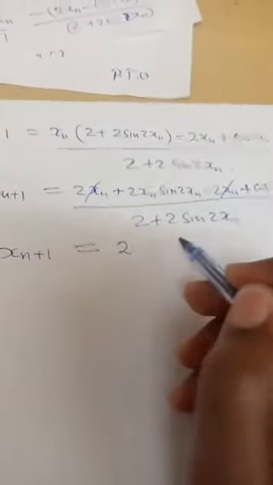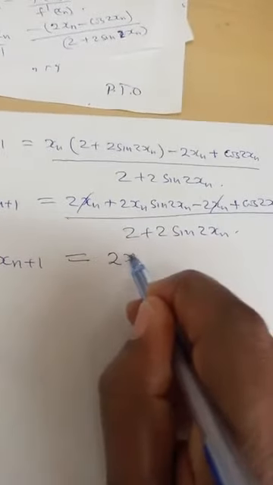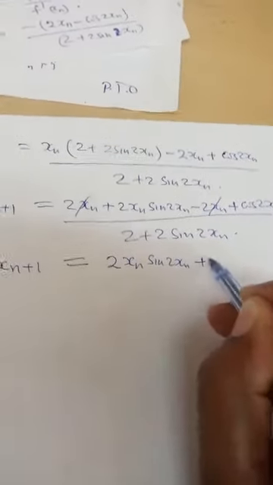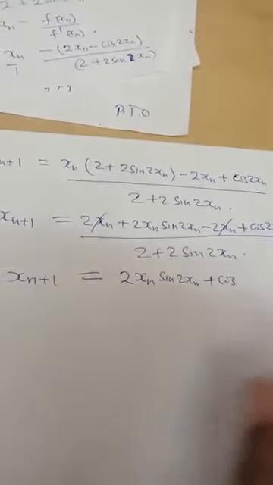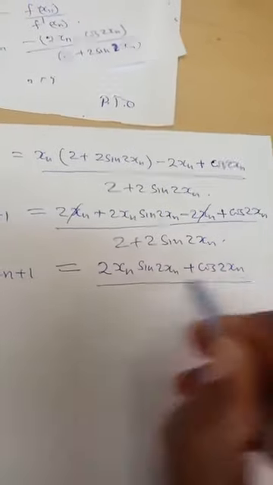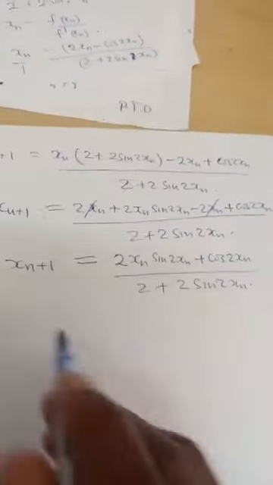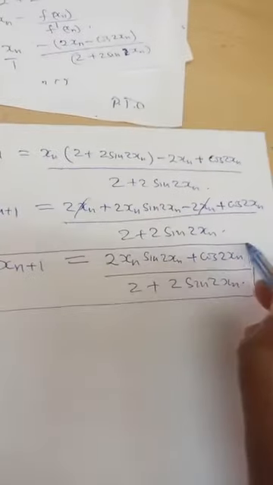This will cancel, giving us 2xn the sine of 2xn plus the cos of 2xn, everything over 2 plus 2 the sine of 2xn. So this will be our expression if I don't even move beyond here.